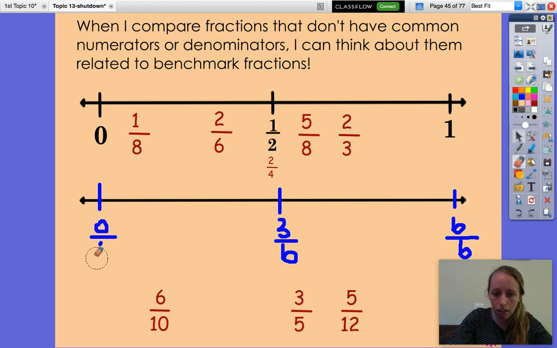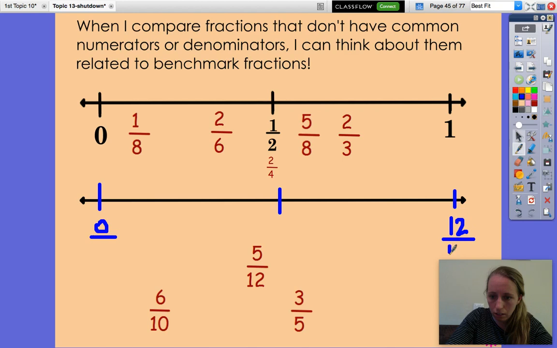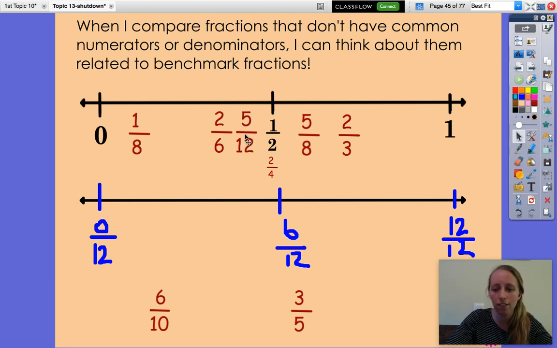Let's keep on going. We have 3 more fractions that we need to compare: 6/10, 3/5, and 5/12. Let's start with 5/12. We know this would be 12/12, and that would be 0/12, right? Half of 12 is 6. So 5/12 must be less than 6/12, right? Because 5 is less than 6. So it is less than 1/2.